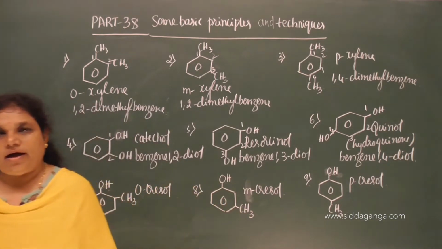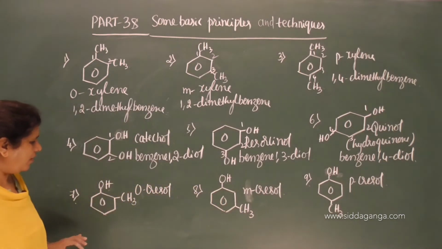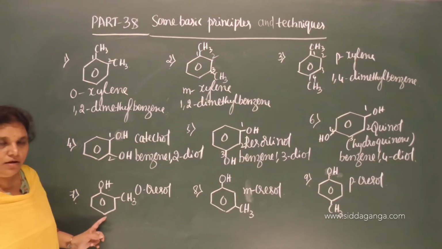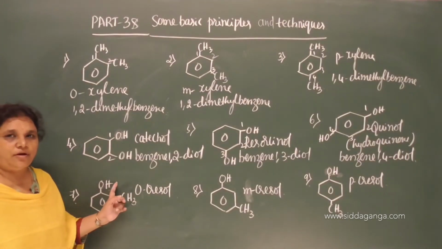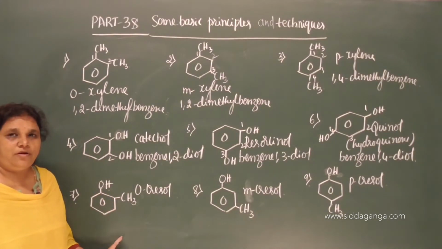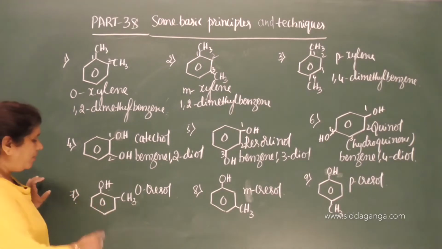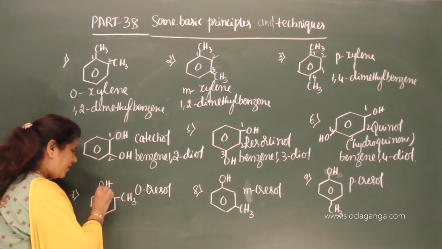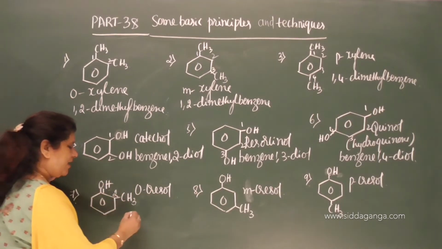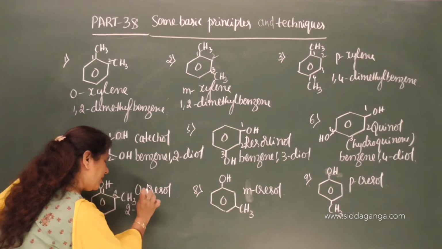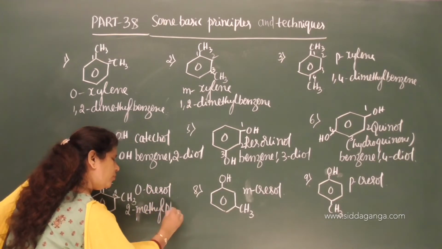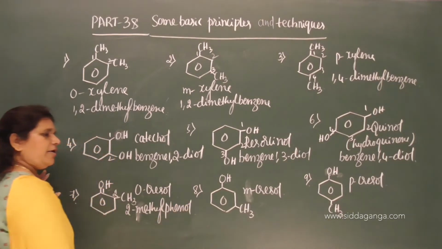Now move on to the IUPAC name. See here, if you forget this methyl group it becomes phenol. Now it is substituted phenol. What substituted phenol? Methyl substituted phenol. What is the position of the methyl group? Actually we need to give the locant 1 to this carbon as it contains the functional group, and this is the second carbon. Therefore you can name it as 2-methyl phenol. 2-methyl phenol is the IUPAC name.